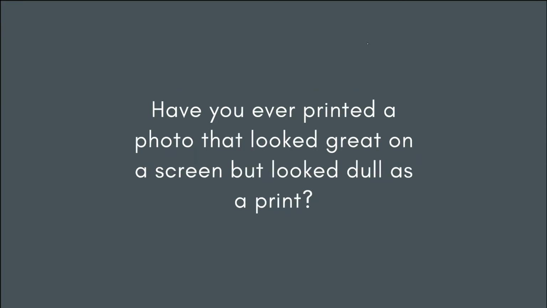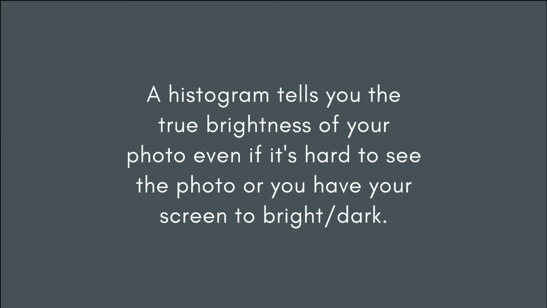Maybe you have printed a photo that looks beautiful on a screen, but then you get your prints back and they are really dull or dark looking. Why did that happen? Well, because even though the screen was nice and bright, your true photo was actually pretty dark. So the histogram is going to tell you the true brightness of your photo, even if it's hard to see the photo on the back of your camera, as long as you can read that graph, which I'll show you in a second. And even if your screen is too bright or too dark, giving you a misinterpretation of the photo, you will know by the histogram whether it's bright enough or not.